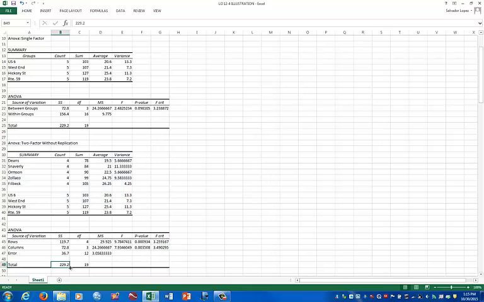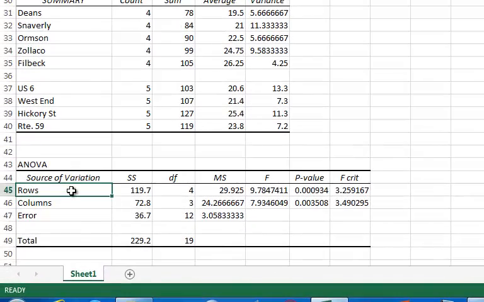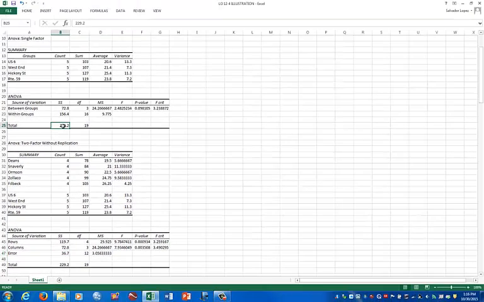If you notice, my SS total, my source of variation from the total, is 229.2, or 229.2. It is the same. However, I have now variation coming from the rows, from the columns, and again the error. The rows are the drivers, the columns are the different routes, and this is the error, or residual you can call it. If you take 229.2 and subtract this, you get the 36.7. Same as here, if you take the total variation and subtract between variation, then you get the within variation.